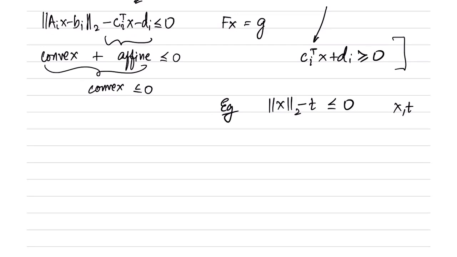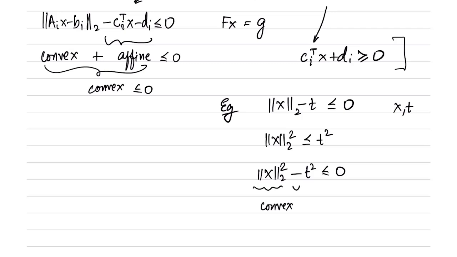However, if you square this, then you will get a constraint of the form norm square of X less than or equal to T square, or norm square of X minus T square less than or equal to 0. Here, norm square of X is convex, but minus T square is concave, right? So we have a convex plus concave less than or equal to 0, and therefore this is not convex. Remember that in our standard form, we were only allowing convex function less than or equal to 0 inequality constraints. So that would not be the case here. In fact, this is not convex.